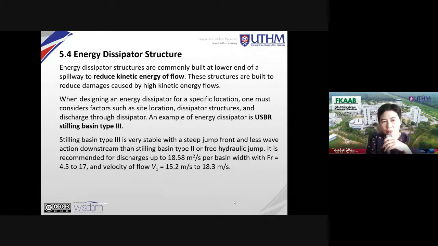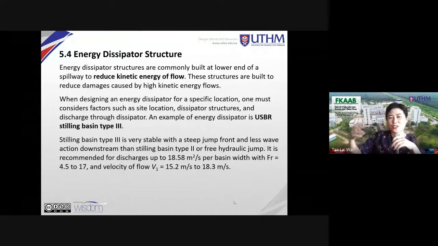Now, these structures are built to reduce damage. Since it reduces the kinetic energy, of course, it's going to reduce the damage caused by the existing kinetic energy of flows. In our syllabus, we are going to look at just one type of energy dissipator, which is a USBR stilling basin type 3. It is very stable with a steep jump front and less wave action downstream because it actually has three structures, one after another.